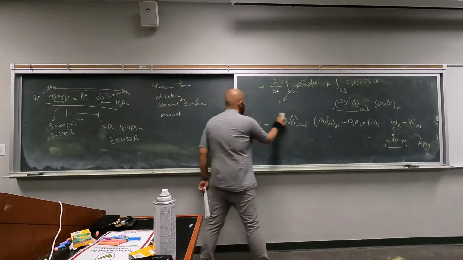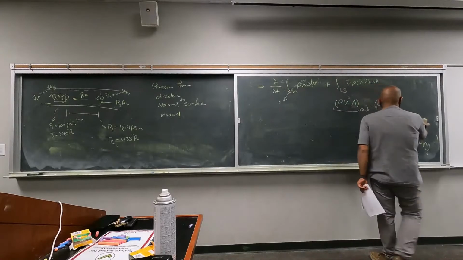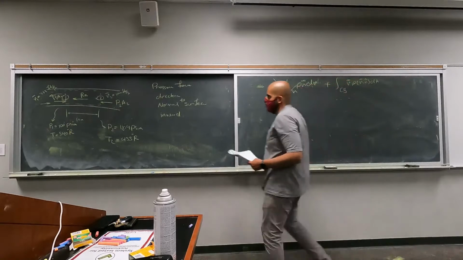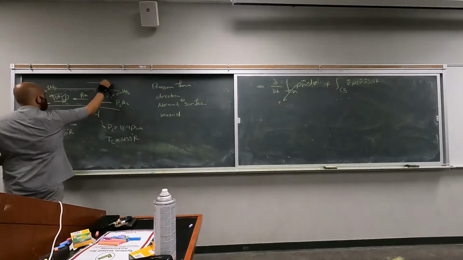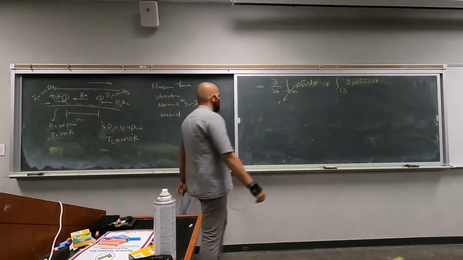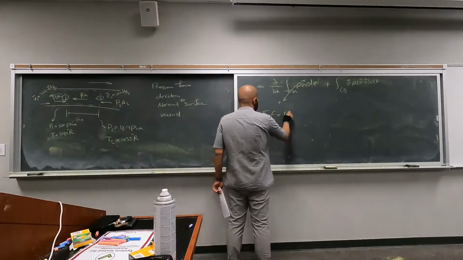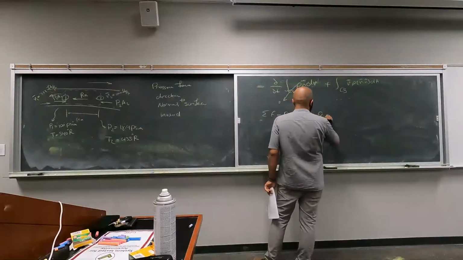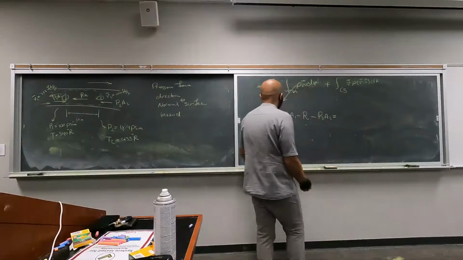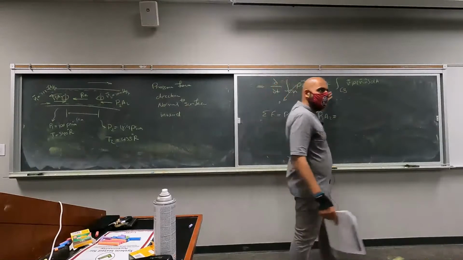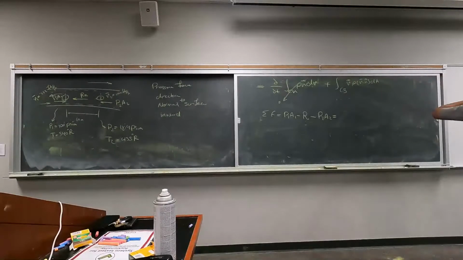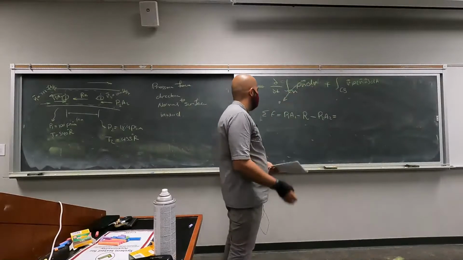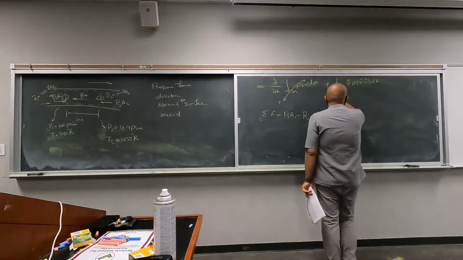Sigma F is going to be equal to, and we are going to assume that the positive x is this direction. So sigma F is equal to P1 A1 minus R minus P2 A2. And then that is equal to this, right? It's a steady state solution. So the first part is 0, as most cases have been in our analysis. And then we need to get to this part.